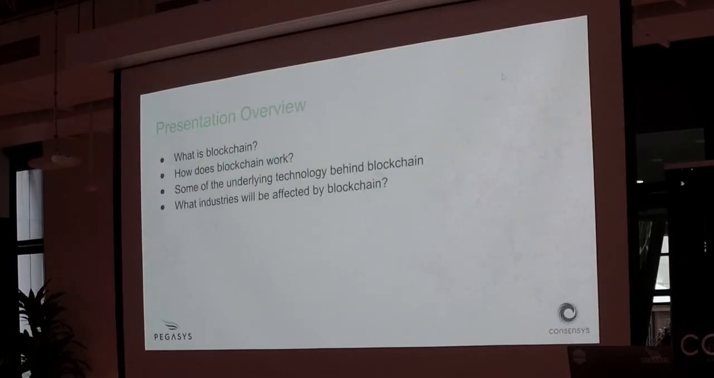So let's have a very brief overview of what we're going to be talking about today. First of all, I want to discuss what is blockchain, and there's a lot of varying opinions about what blockchain is. Talk about how blockchain works. Talk about some of the underlying technology behind blockchain, and this is where we'll get into some of the more technical aspects of blockchain. And then finally, we'll finish off with some of the industries that are being impacted now with blockchain.